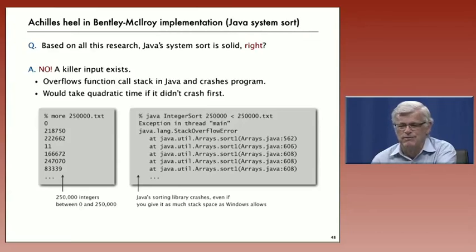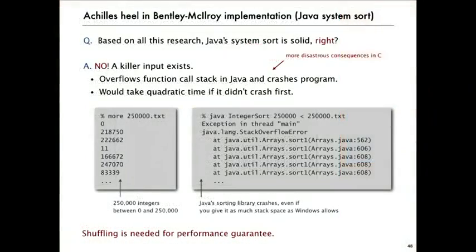There's a killer input for the system sort. And it can be disastrous in various systems. And the reason is they didn't do the random shuffling. McIlroy himself actually found this problem: while the sort is running, you could figure out an input that would make it crash. And so you can just run that program. If the sort doesn't use randomness, then it's vulnerable to this attack.